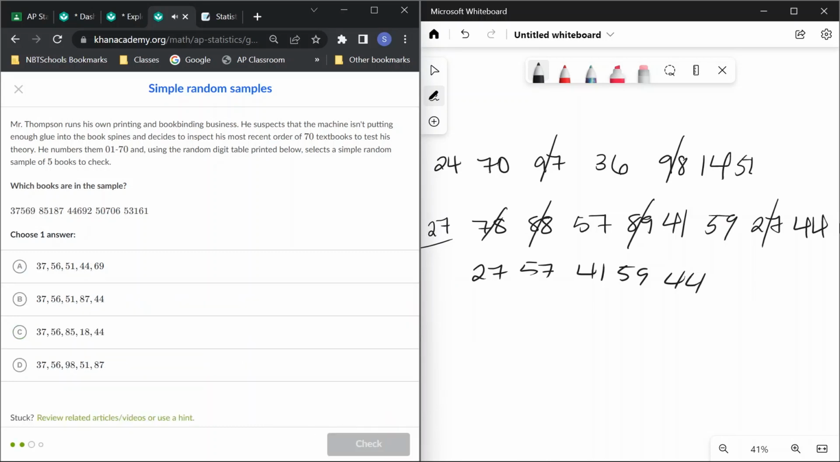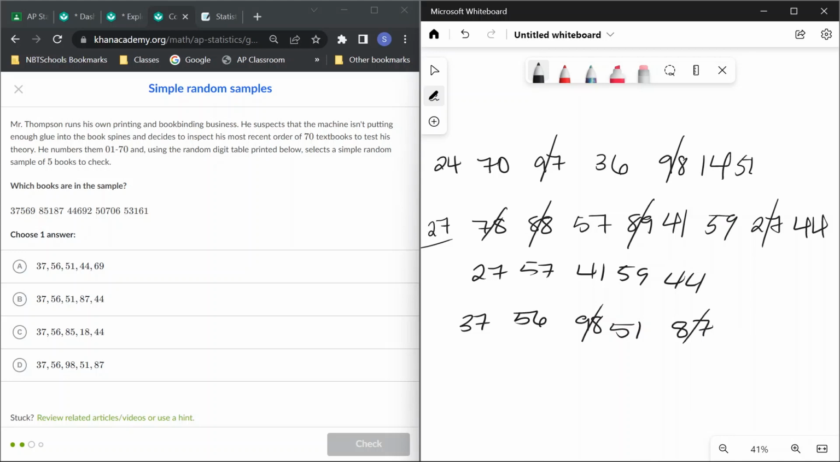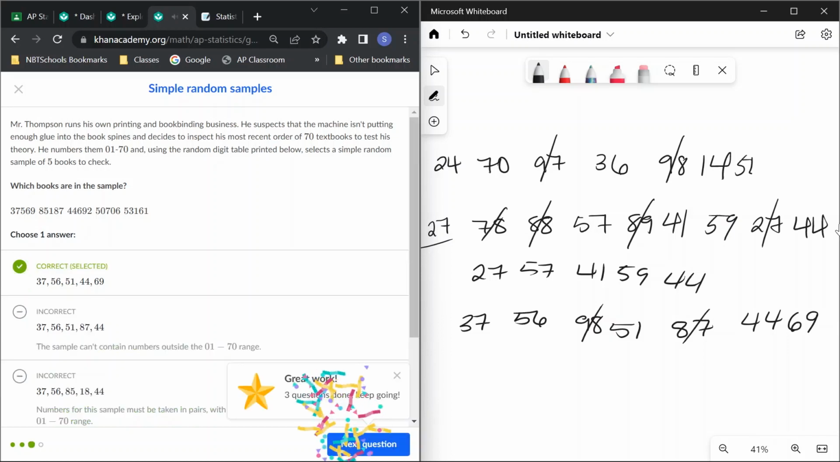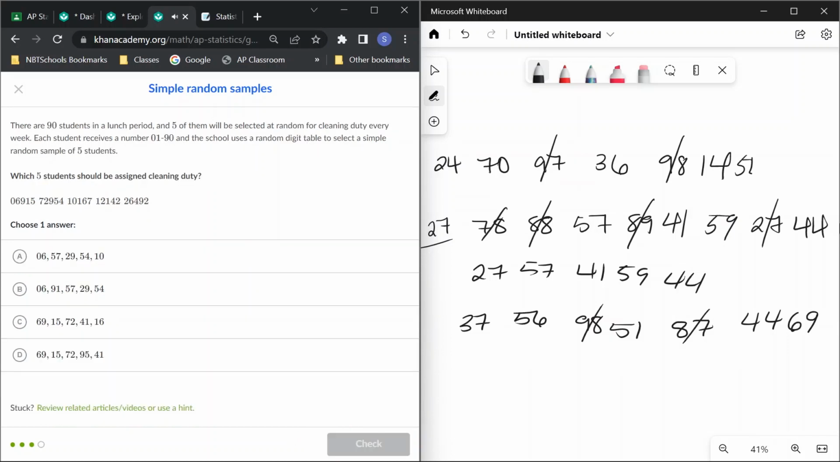Again, out of 70, they want a sample of 5, from 01 to 70. So we have 37, 56, 98, which we can't use. Then we have 51, and 87, which we can't use. Then 44, then 69. So it's 37, 56, 51, 44, 69.